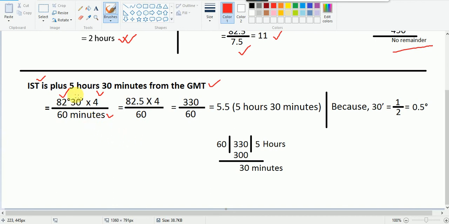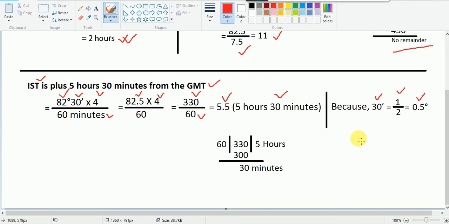As I told you, since we have 60 minutes in a degree, so 30 minutes is equal to 0.5, and that is why 82.5 multiplied by 4 is equal to 330, and if you divide it by 60 minutes, then we get 5.5, that is 5 hours 30 minutes, because 30 minutes is equal to half a degree or 0.5 degree.